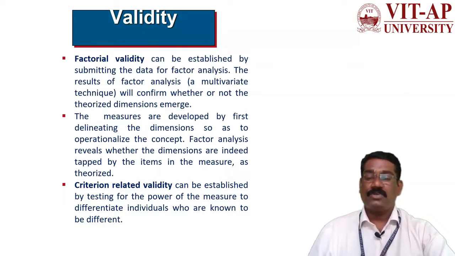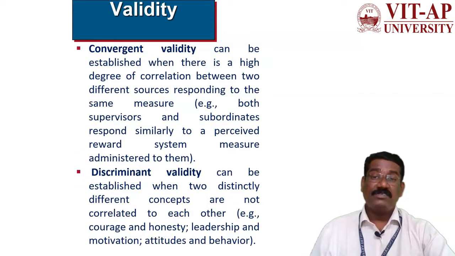The next one is convergent validity. Convergent validity can be established when there is a high degree of correlation between two different sources responding to the same measure. Let's take the example: both supervisors and subordinates respond similarly to the perceived reward system measure administered to them. So the perceptions of both categories of people, supervisor and subordinate, converge towards the perceived reward system. Then that concept is called convergent validity.